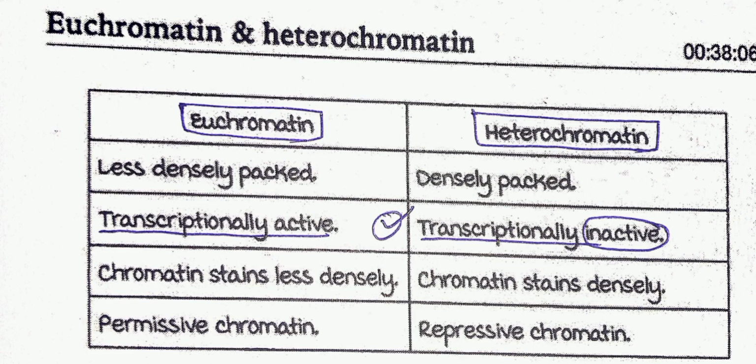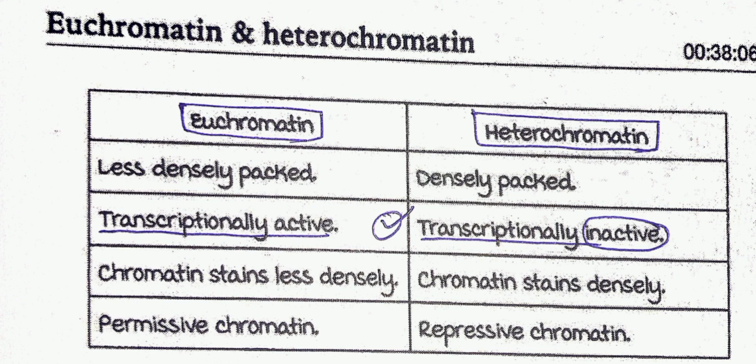So what is the difference between euchromatin and heterochromatin? Basically, the difference between them is based on their packaging. Euchromatin is less densely packed, so it is loose, and heterochromatin is more densely packed, so it is very tight.